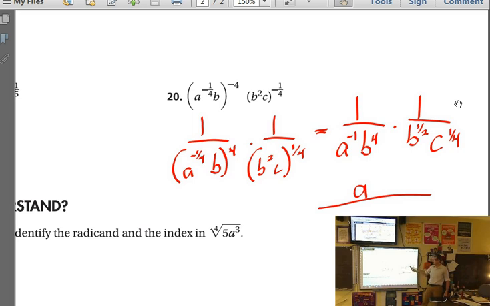B to the 4th combined with b to the half, I need to add those with each other. I get b to the 4.5, which we don't write like that. This is not multiplying. We have to add these. Remember, it's not power to a power, it's power times a power. So this is 4.5, or really 9/2, but we wouldn't write it like that because we want to simplify it in radical form. So it'd be square root of b to the 9th, and then 4th root of c. Oh, I put it in the wrong place.